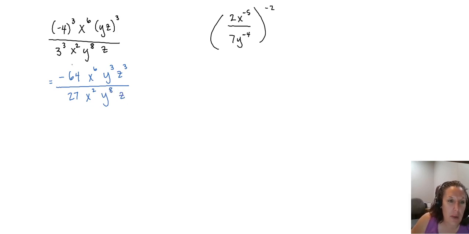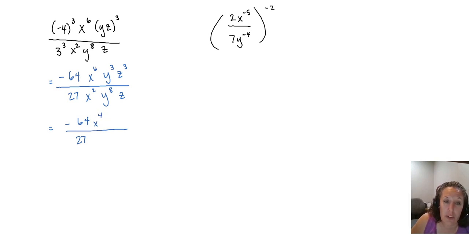Now we have some powers. Everything's multiplied together, so if we have any common factors, we can divide them out. 64 and 27 do not have any common factors because 4 and 3 do not have any common factors. All right, so we're going to be left with -64 in the numerator and +27 in the denominator. Now for our x's, we have x to the 6th over x squared. If we divide those out, 2 of those x's are going to divide out, and we're going to be left with x to the 4th in the numerator.